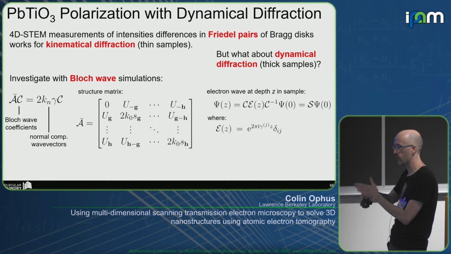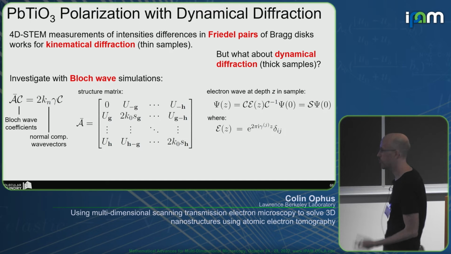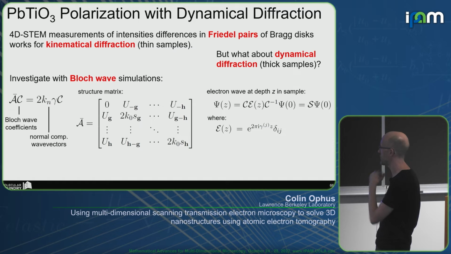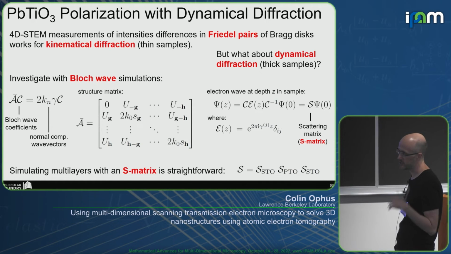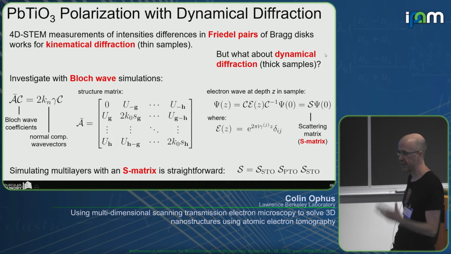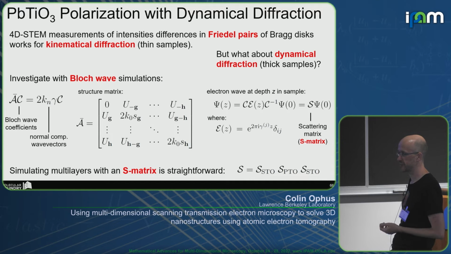And we can use this to very quickly simulate diffraction patterns at different thicknesses. And you can only really use this for unit cell scale calculations, but this is very much a unit cell scale calculation. And so if you wanted to do the S-matrix approach for this STO, PTO, STO, this is why the S-matrix is so useful for problems like this. You just multiply the 3 S-matrices together.